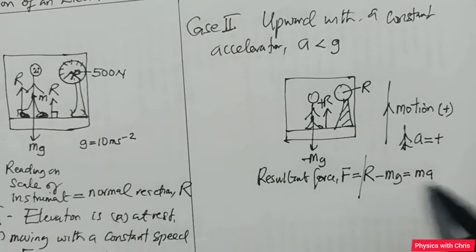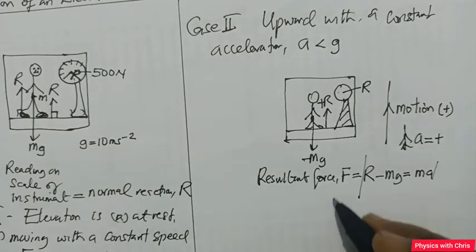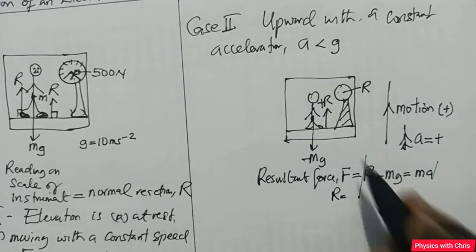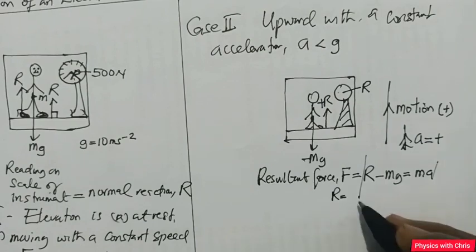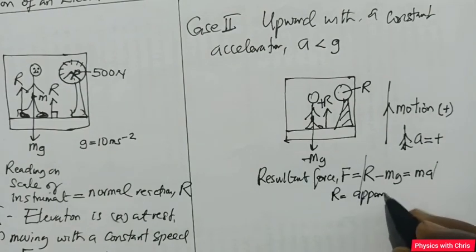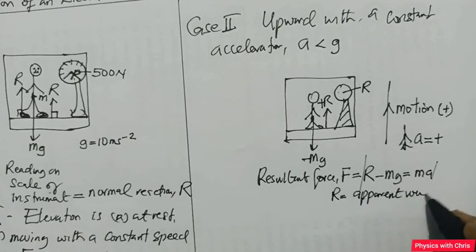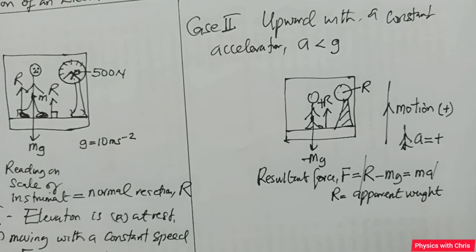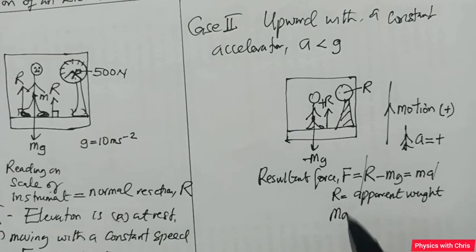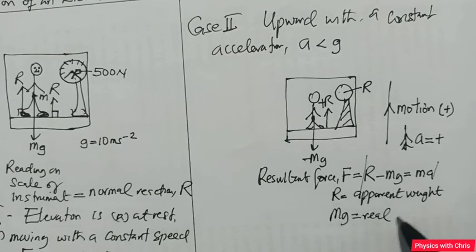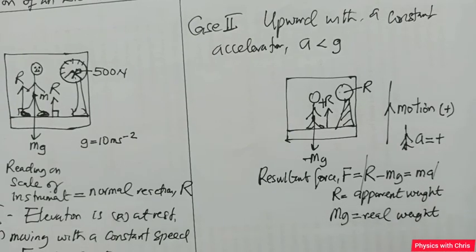Okay, I can consider these two sides of the equation. Now, recall that R is what is displayed by the instrument. Sometimes we call it the apparent weight, which is not going to be the true weight of that boy. As this lift ascends with a constant acceleration, that reading is called the apparent weight, not the real. The mg remains the real or the actual weight of that boy, okay?